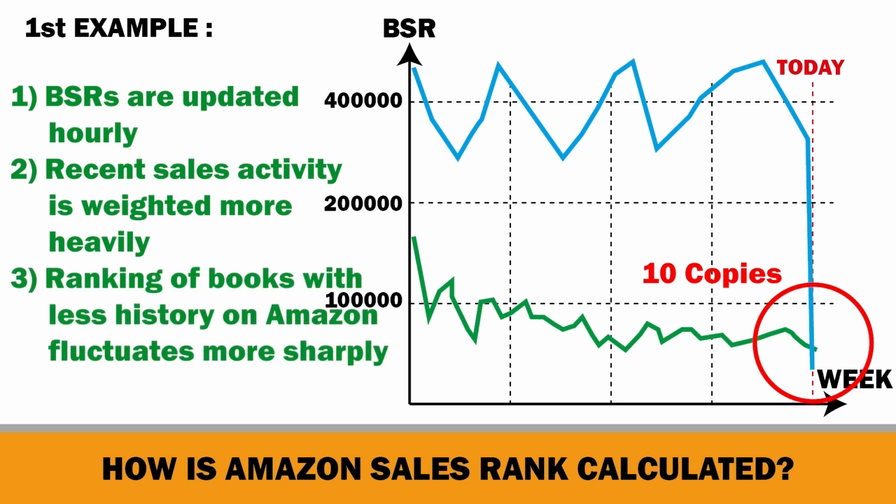And the third reason is that the ranking of books with less history on Amazon fluctuates more sharply. As they say on the KDP Help Center website, one sale of a very popular book may not influence its rank much at all, but one sale of a lower volume book may significantly improve that book's rank.